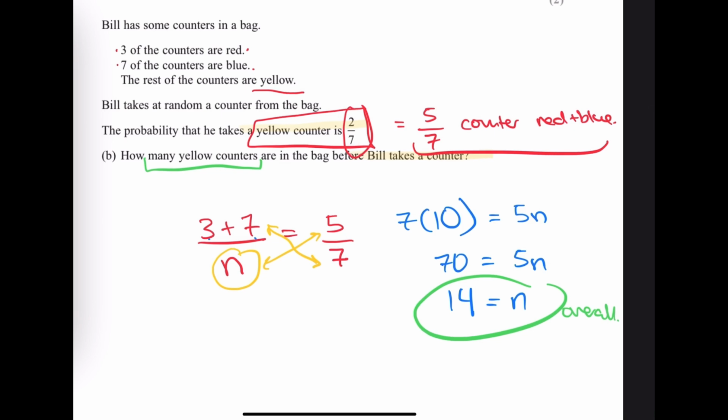So we are going to minus that from what we already know. We know that 3 of them are red and we know 7 of them are blue. So we know 4 is left. And what's left over is the rest of the counters are yellow. So there are 4 yellow counters in the bag.